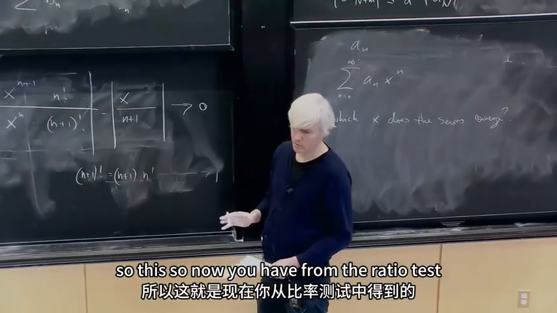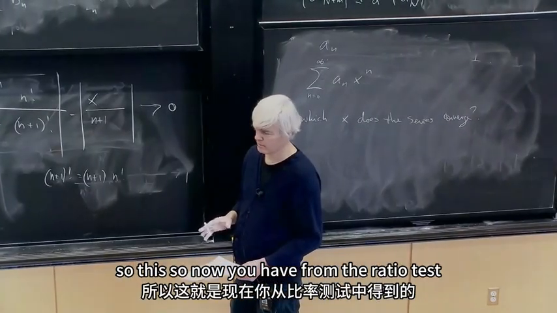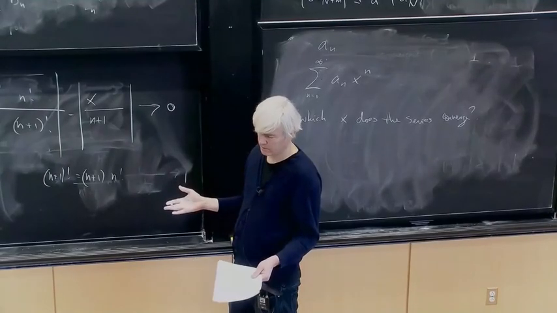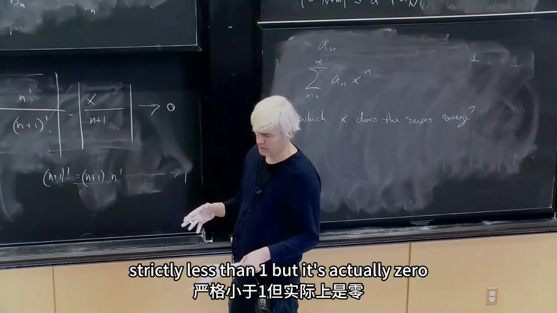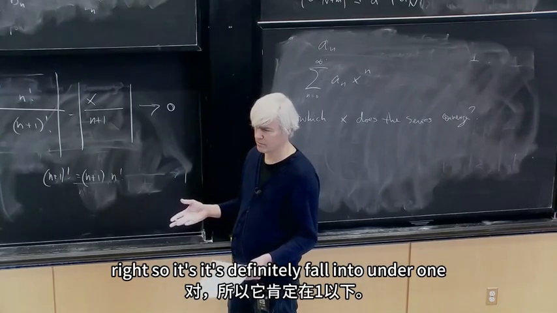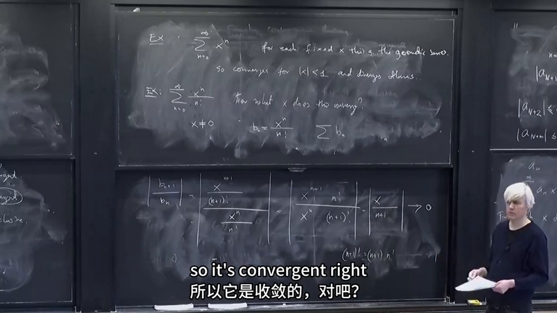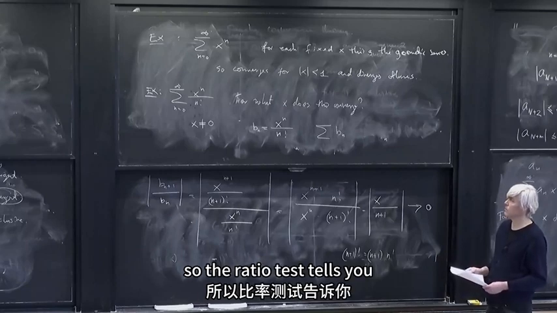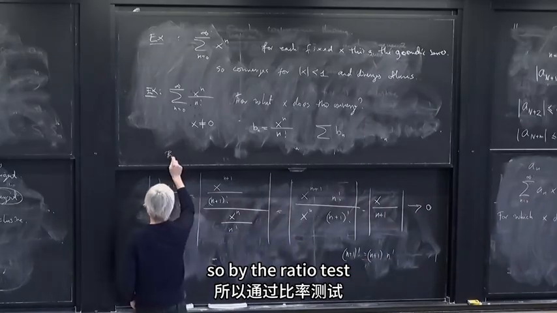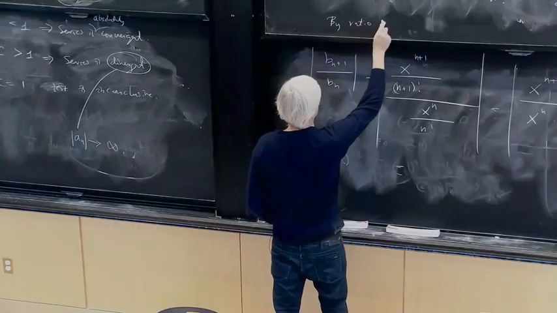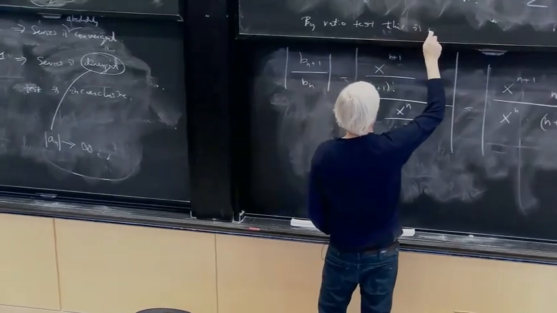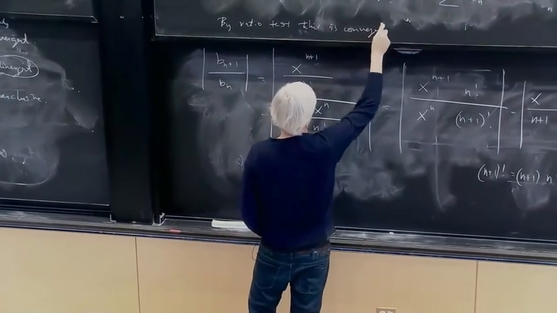So now from the ratio test, if that limit, and it does have a limit, is strictly less than 1, but it's actually 0, it's definitely falling under 1, so it's convergent. So by the ratio test, this is convergent. Okay?